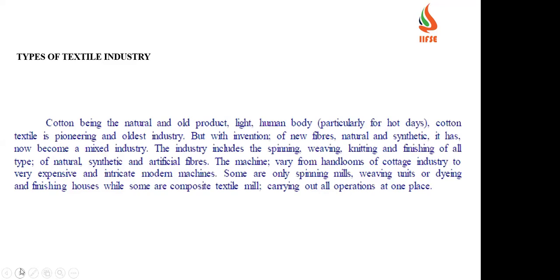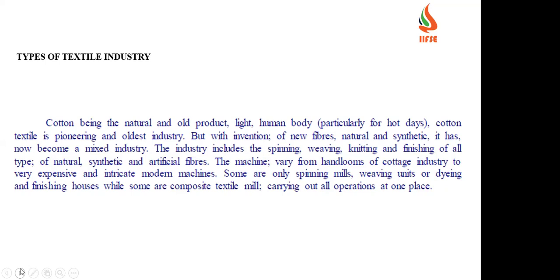If you see the types of textile industry, one is cotton, being a natural and also old product, light on the human body, particularly for hot days. The cotton textile industry is a pioneering and also the oldest industry. This industry started from the 1970s, or if I'm not wrong, even prior to that, maybe 1940 or older. Previously we had only one color, which is white. So people used to use only cotton as clothing.